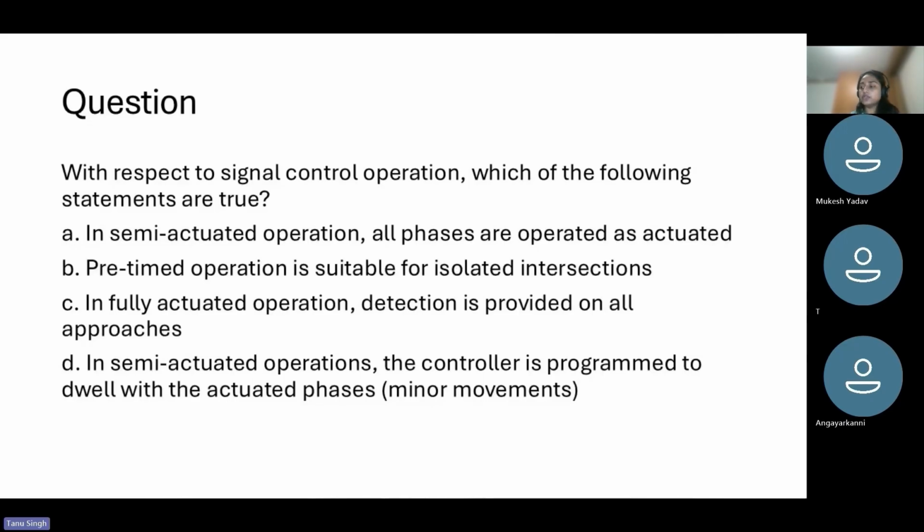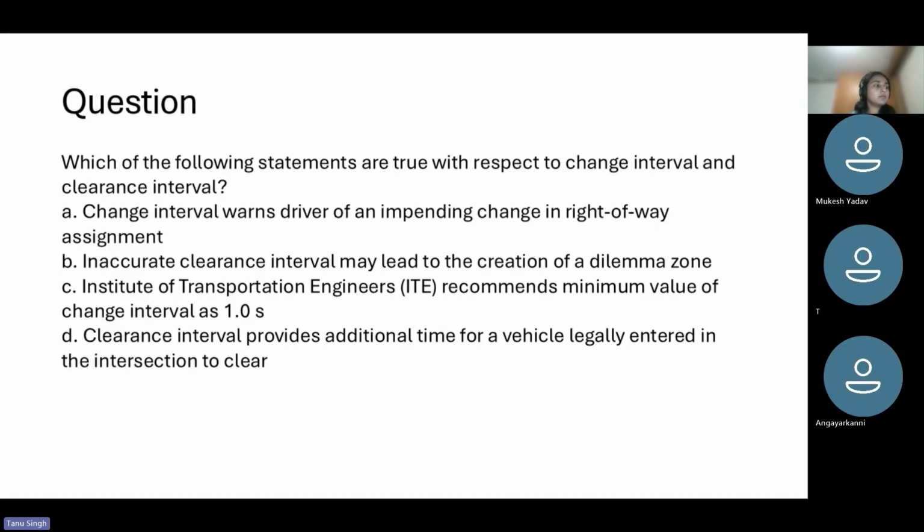Now coming to the next question. Which of the following statements are true with respect to change interval or clearance interval? First statement is, change interval warns drivers of an impending change in the right of way assignment. Inaccurate clearance interval may lead to the creation of a dilemma zone. Or, the Institute of Transportation Engineers recommends a minimum value of change interval as 1. Clearance interval provides additional time for vehicles that legally entered the intersection to clear.